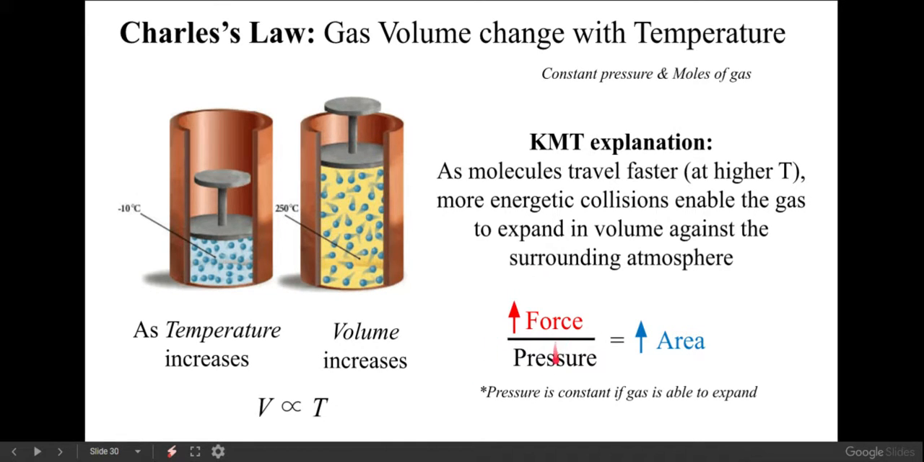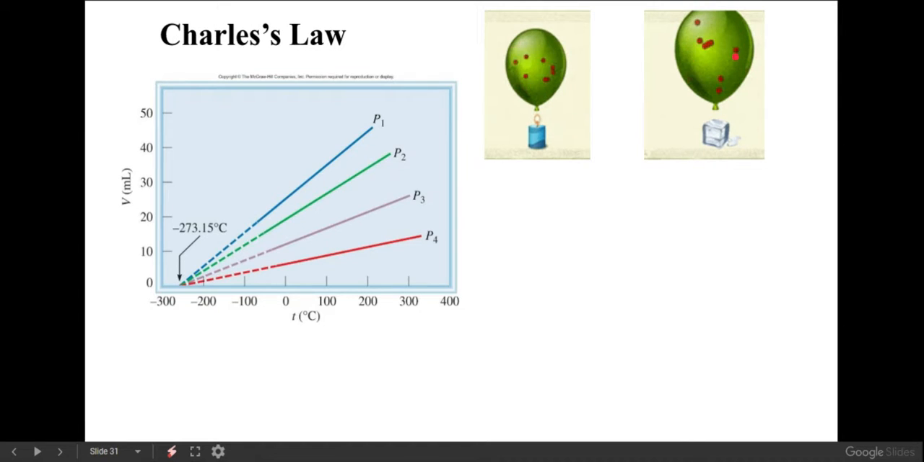So again, going back to that equation rearranged, force over pressure is area. So if you increase the force by increasing the temperature, it's going to make the area go up, which in this case is the volume. It's expanding. Again, this is if we're holding pressure constant and moles constant, because we could likewise change that.